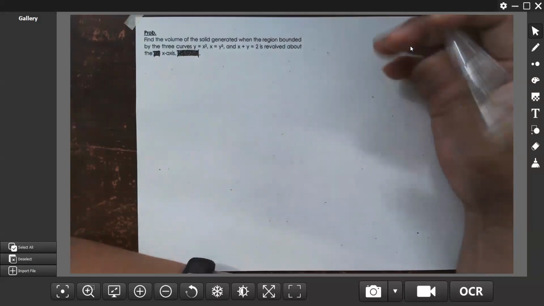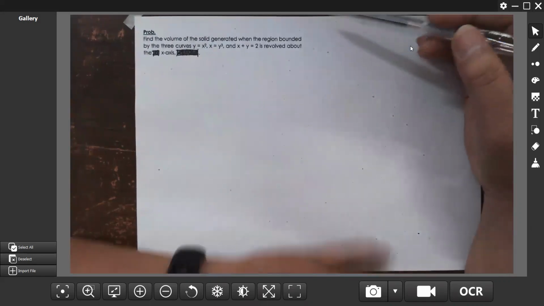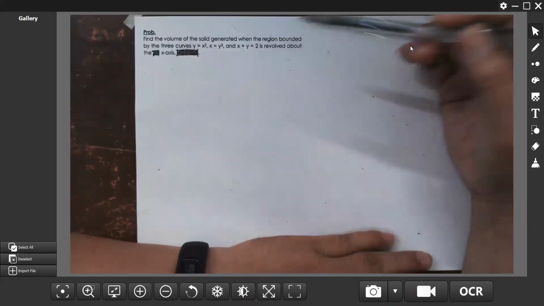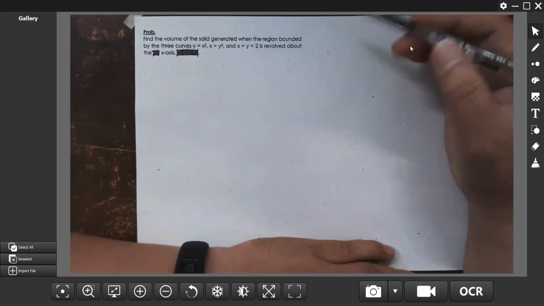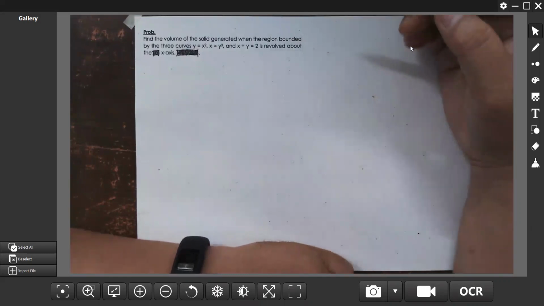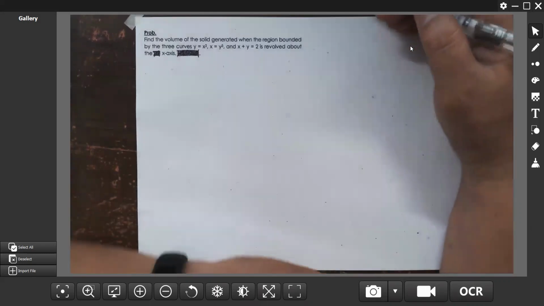In this video, I am going to solve a problem about volume, or about solids of revolution, where I will be using two methods to determine the volume. Okay. Here is the problem.